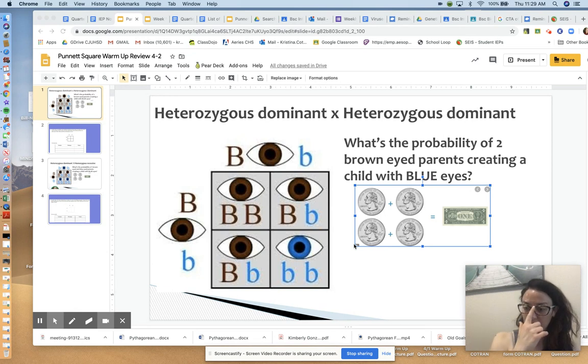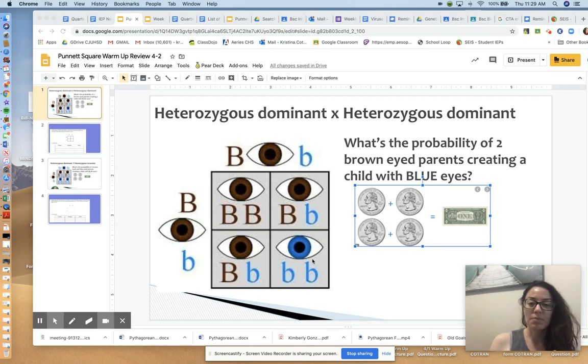So when two parents have a baby, they have alleles. These two parents both have brown eyes. They're heterozygous dominant, which means they have two different alleles. They have a capital B and a lowercase b. So when they go to make a child, the way that those alleles combine could be four different ways.